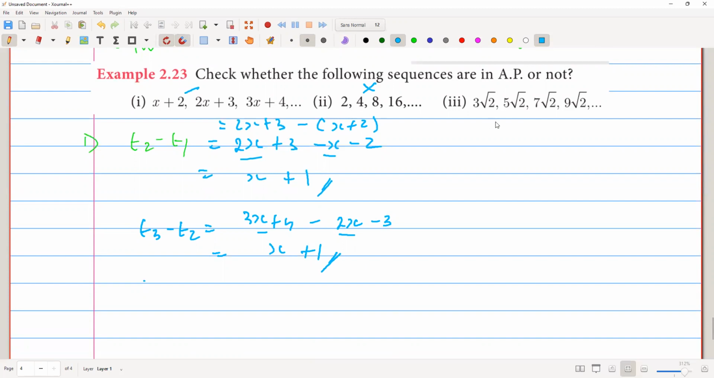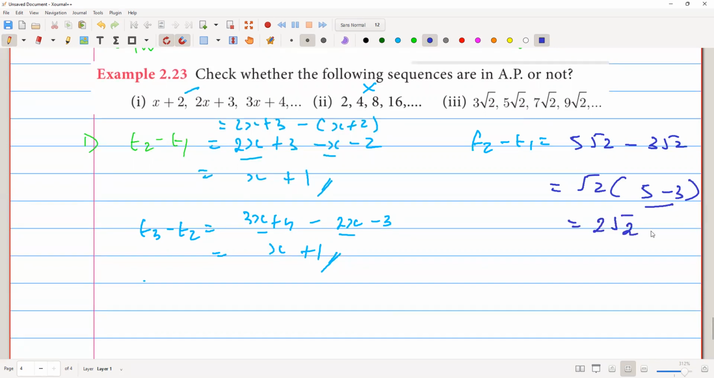Not an AP. What about this? What is the common difference? All right, 2 is the common difference. T2 minus T1 equal to 5 root 2 minus 3 root 2. Check whether it is true or not. So when I take root 2 as common, it is 5 minus 3, so this is 2. Answer is 2 root 2.